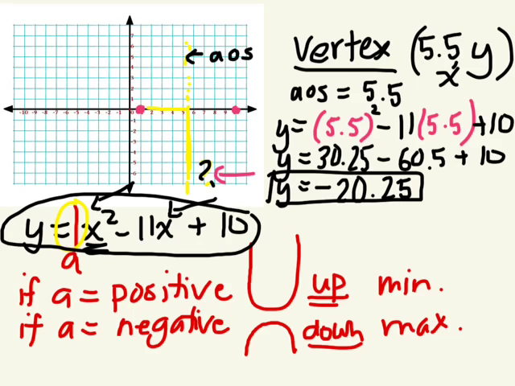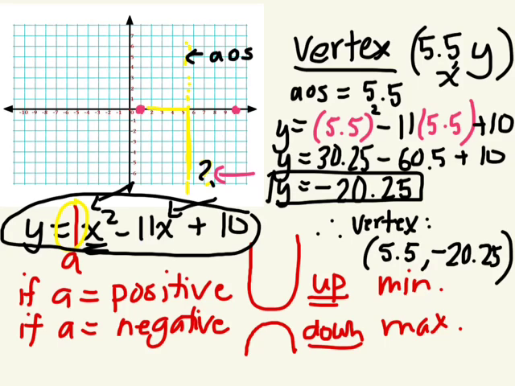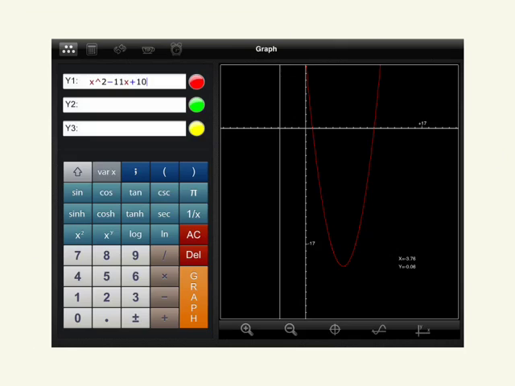So therefore, what we were trying to find was the vertex. The vertex is located at 5.5 across and down, we can't fit it on this graph, but it's going to go all the way down to negative 20.25. I'll give an example of what that looks like, just to show you what the graph looks like.